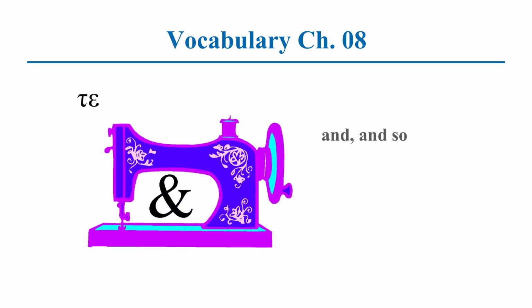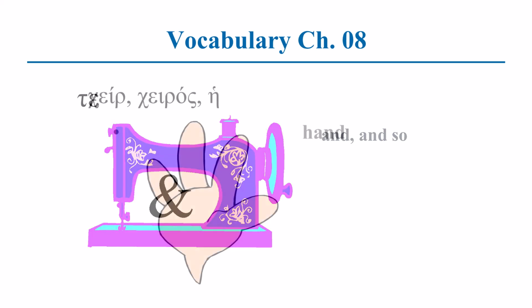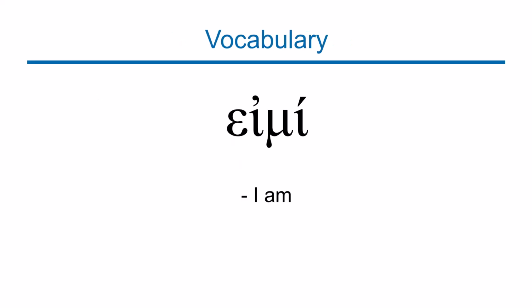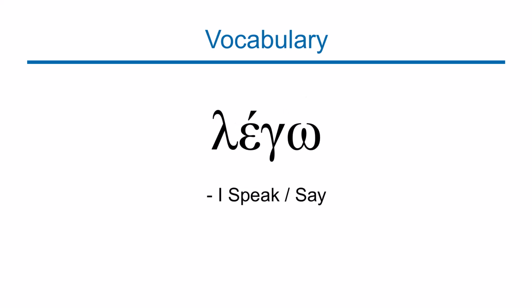Then you have the word te. Te means and. It means the same as the word kai. Then you have the word cheir. Cheir means hand. Then we have the word eimi. Eimi means I am. It's a verb. And then we have the word lego. Lego means I speak or I say.